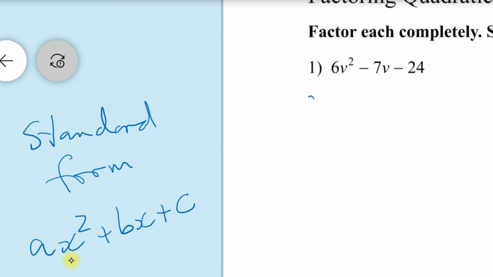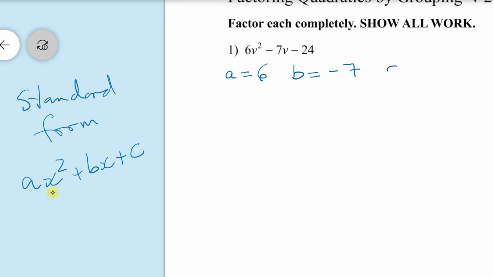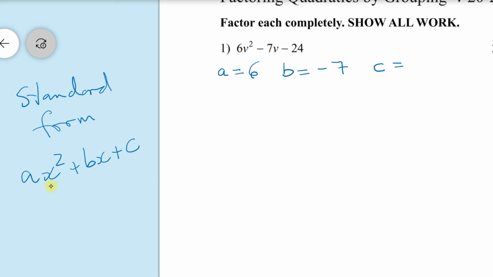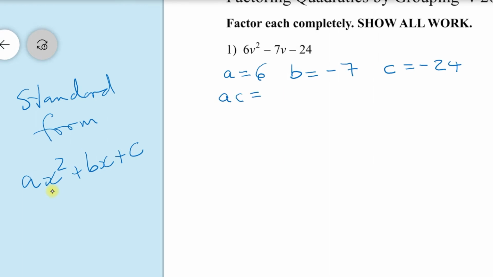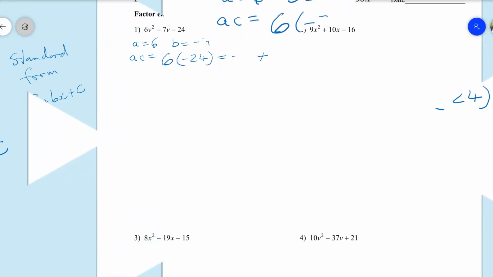We're gonna say what a is. What is a? 6. 6, right? B, what is b? -7. All right, -7. And Zia, what is c? Okay, C, -24. Thank you, excellent, very good. All right, and what about AC? AC? -144. Right, -144. 6 times -24. This will give me -144.